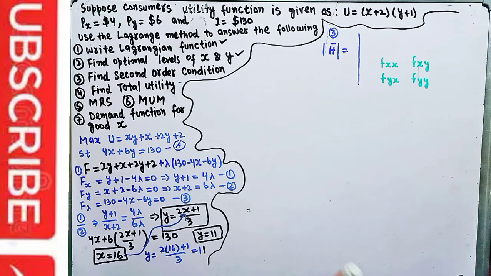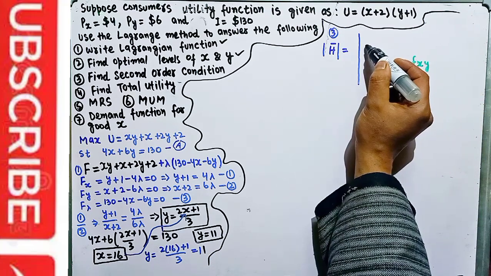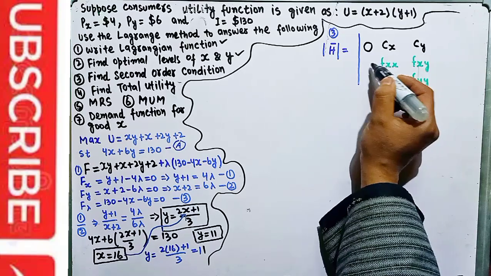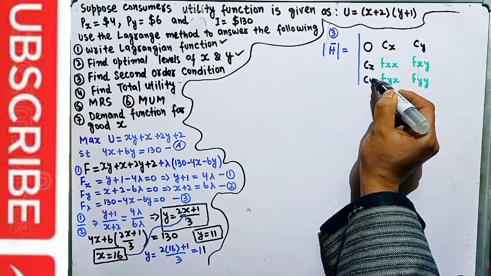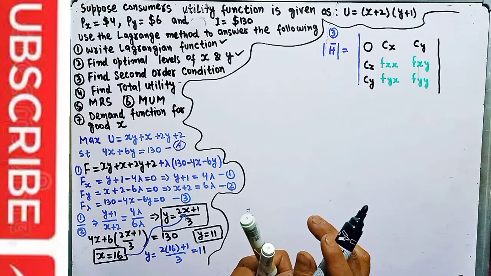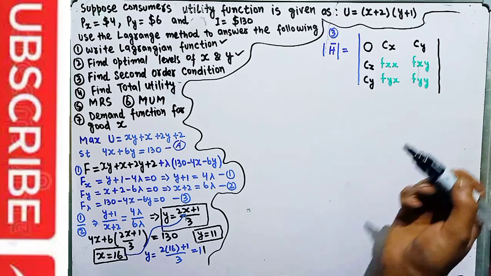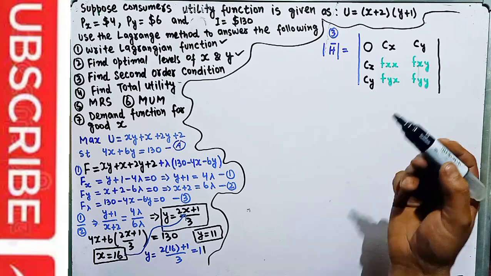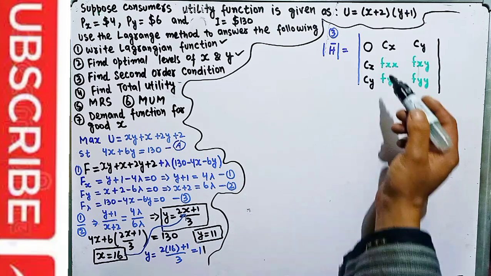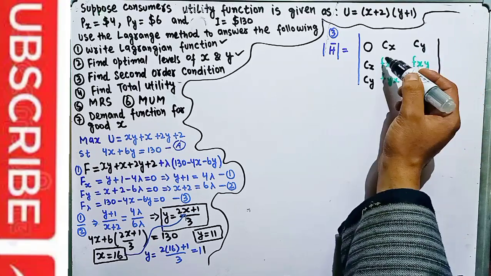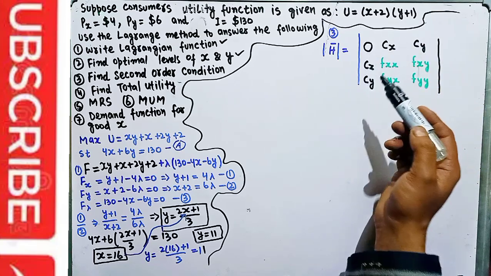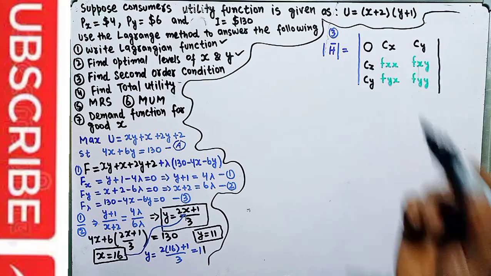Then we write 0 here, and here we write c subscript x, and here c subscript y. So what exactly is the bordered Hessian matrix? The bordered Hessian matrix is formed by taking the second order direct and cross partials of the given Lagrangian function. Then we border this green matrix with the first derivatives of the constraint function.